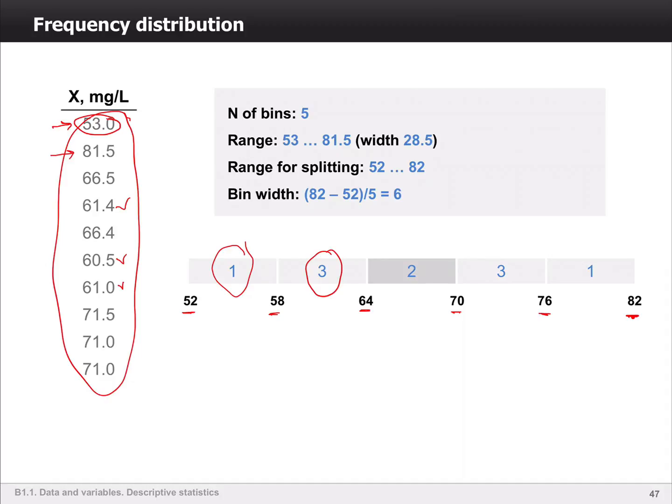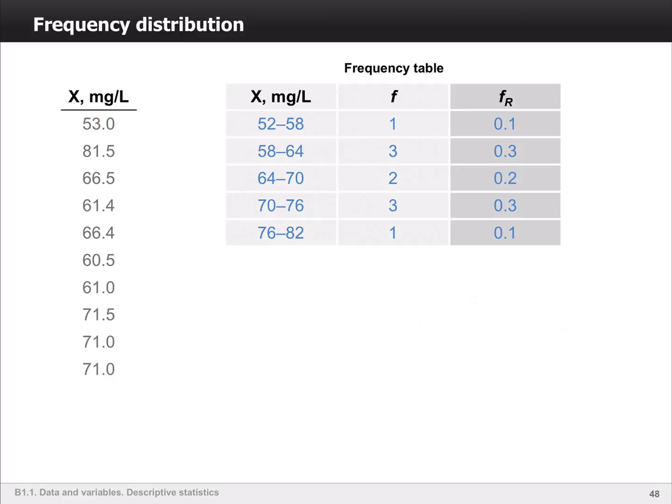Okay. Now, what to do if you have, for example, exactly 64 or 70? The idea is the following. The lower boundary is a part of the interval, but the upper boundary is not. So what does it mean? For example, if we have something like 69.999 and a lot of nines, it will still be part of this interval. But if we have 70, then it goes to the next. So the lower boundary is a part of the interval, but the upper boundary is not. It's a part of the next interval. This is why the range should be a little bit wider than the real range.